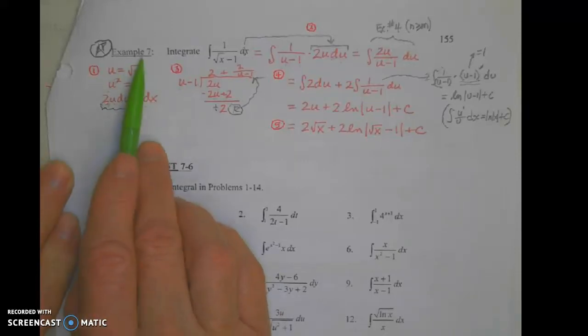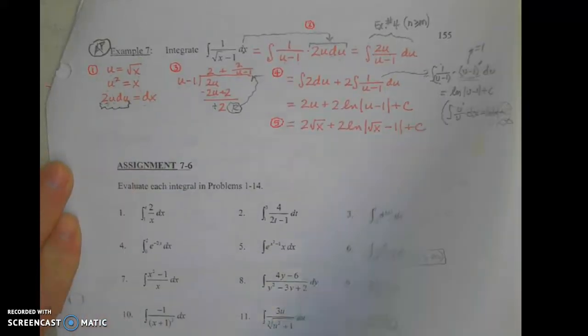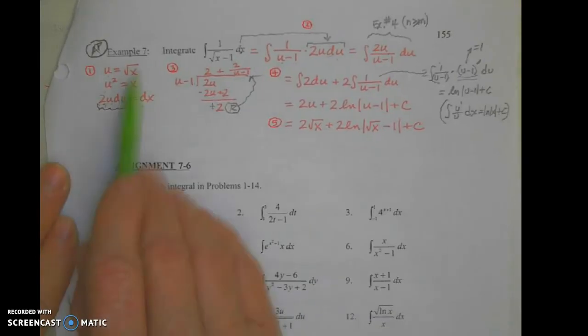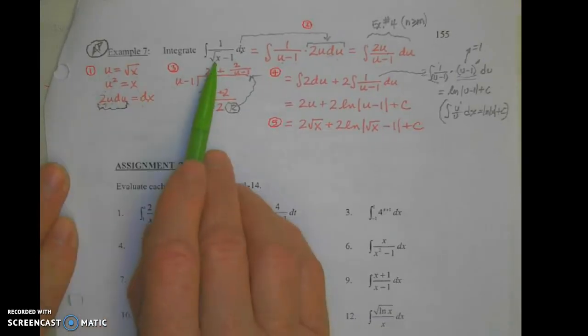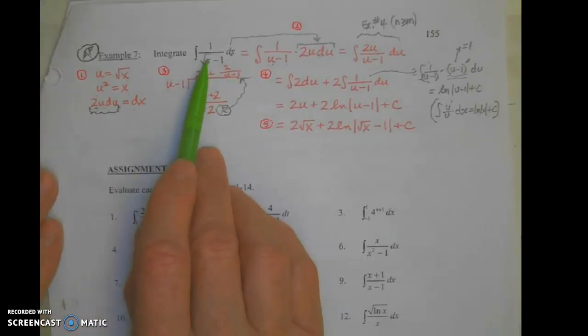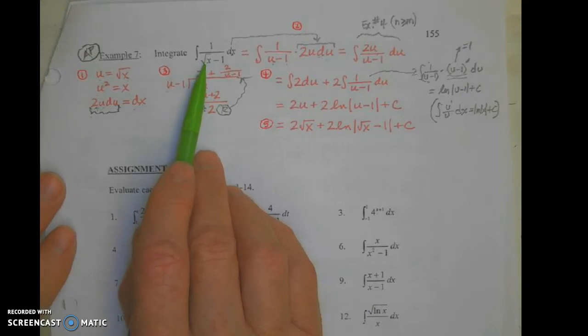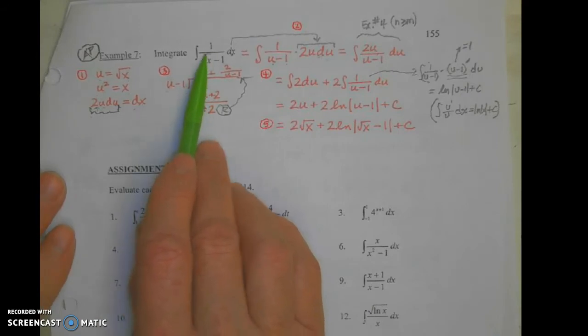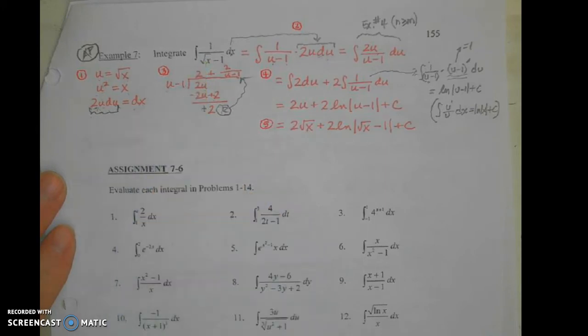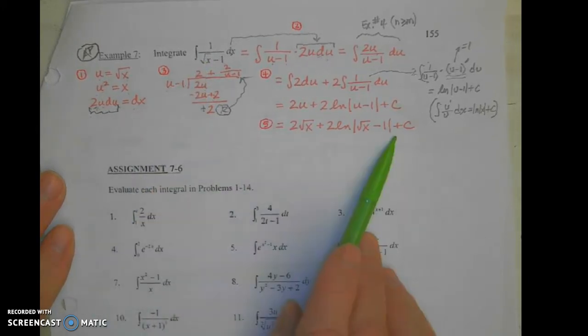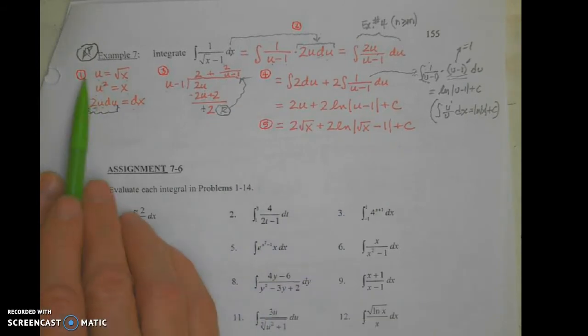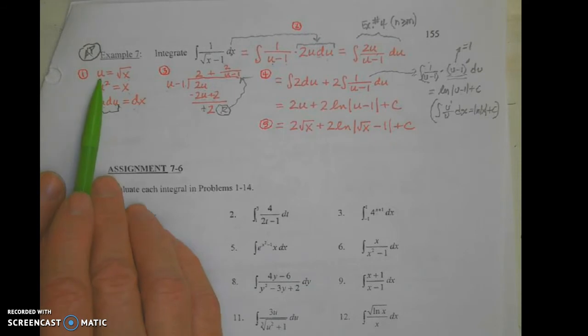For example 7 of 7-6, when you're integrating a problem where you have a square root down below, then you're really looking at a baby right there. Now this is essentially a 5-step process, but the 5th step is just to write out the solution. So let's go to the first step. The first step is to identify the baby. The baby is always u.